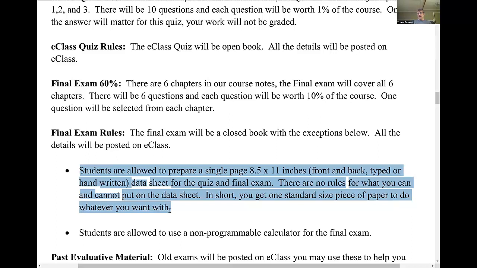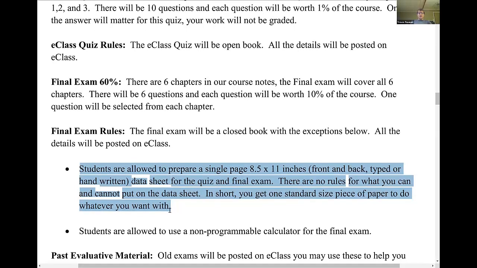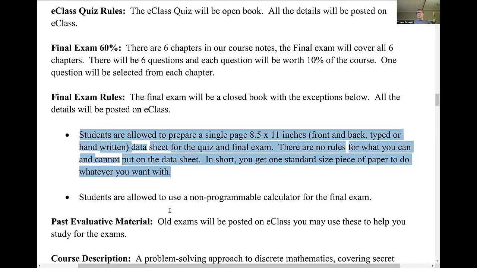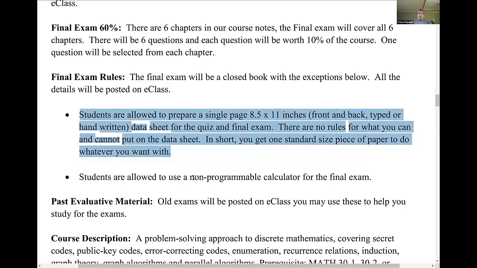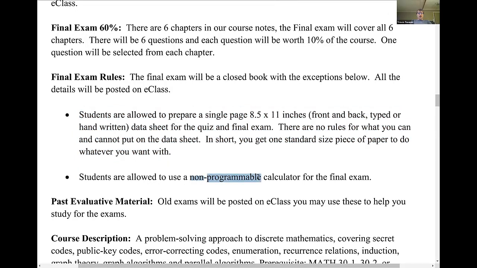As I went through my university courses, some professors did that for me, and I really appreciated it. If you think about something and you're like, oh, I really want to remember that for my final exam, well, you can write it down on your sheet or type it on your sheet. And please don't ask me further questions about what you can and can't put on the sheet. You can put anything you like. It just has to follow these rules. You can use that space however you want, front and back, no issues there. We'll also be allowed to use a non-programmable calculator for this course.